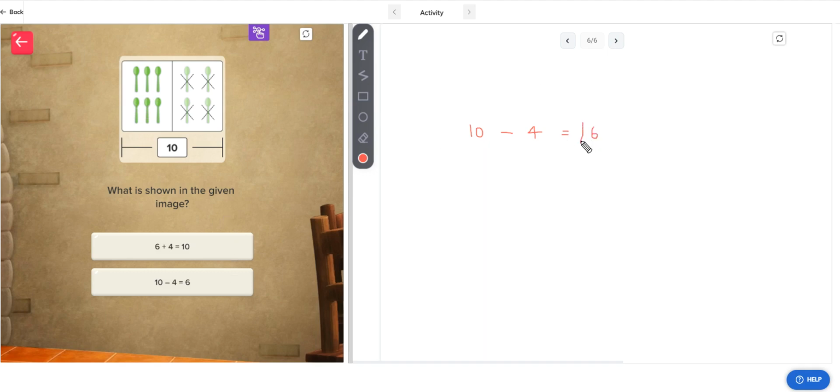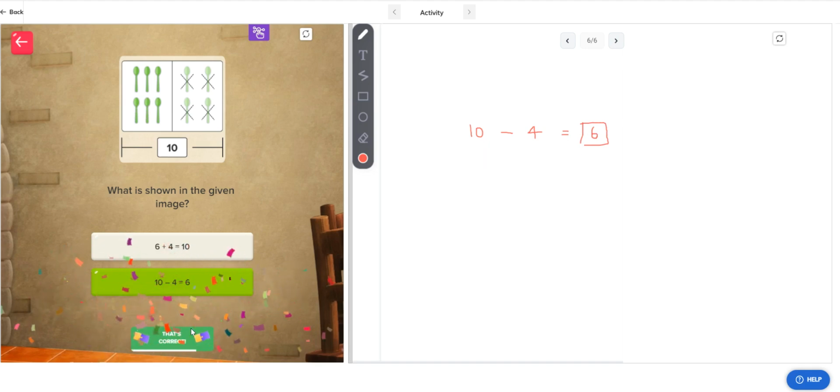So which option will work the best for me? This one right here. See? Awesome work, you guys. Let's try the next screen.